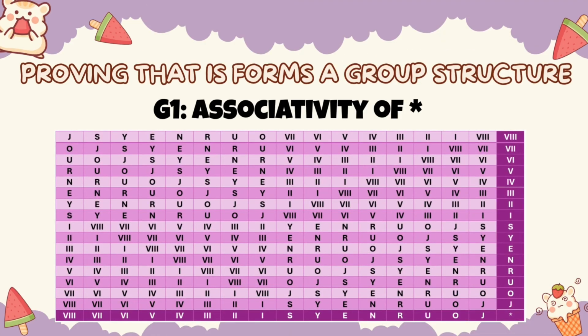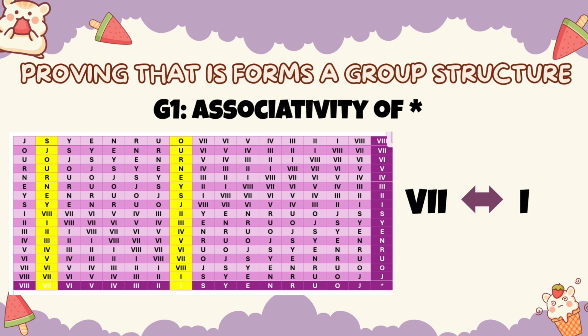And for checking the associativity of star, or G1, in order for us to easily check if the table is associative, we will simply rotate it by 180 degrees. And as you can see here, we are going to interchange some columns and rows.